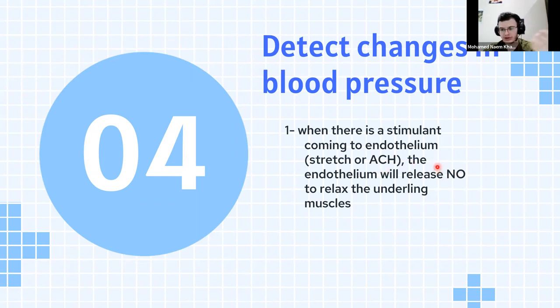You know what NO is? Nitric oxide, the thing that has 10 million functions in the body. Why does it release it? To relax the muscles, so the muscles of the vessel relax. Good job, you took CVP. So it relaxes the vessel: vasodilation. Exactly, it's for vasodilation. That's the way it changes and detects changes in blood pressure. That's the whole idea. Clear? You took a whole block about this, so I don't think I need to go into details.